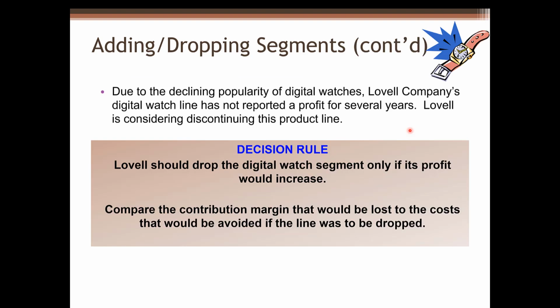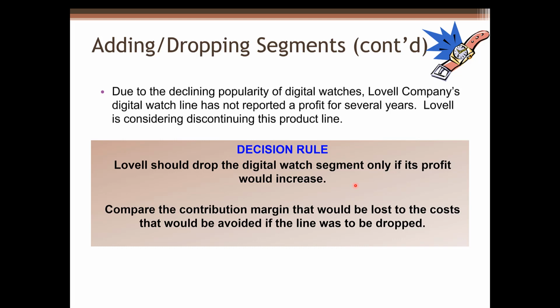Let's take a look at the example. Due to the declining popularity of digital watches, Lovewell Company's digital watch line has not reported a profit for several years. Lovewell is considering discontinuing this product line. To determine how dropping this line will affect the overall profit of the company, Lovewell will compare the contribution margin, which would be lost, to the cost, which would be avoided if the line was to be dropped.